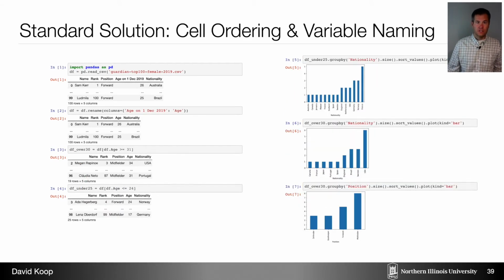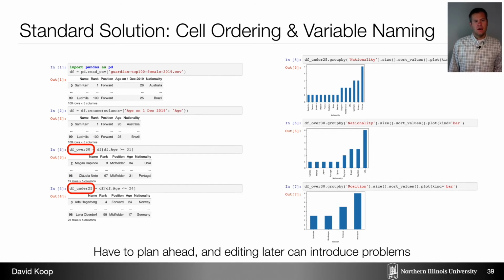So a standard solution here is making the notebook linear, right? Making the cells run in order from top to bottom. And also using variable naming judiciously, right? Thinking about when there's a new variable that we're going to want to refer to and when we can overwrite an existing variable name. Right, so here we have particular variables that are named, like those players that are over 30 and those players that are under 25. You do have to plan ahead a little bit here, and if you edit things later, you can introduce problems, as we saw.